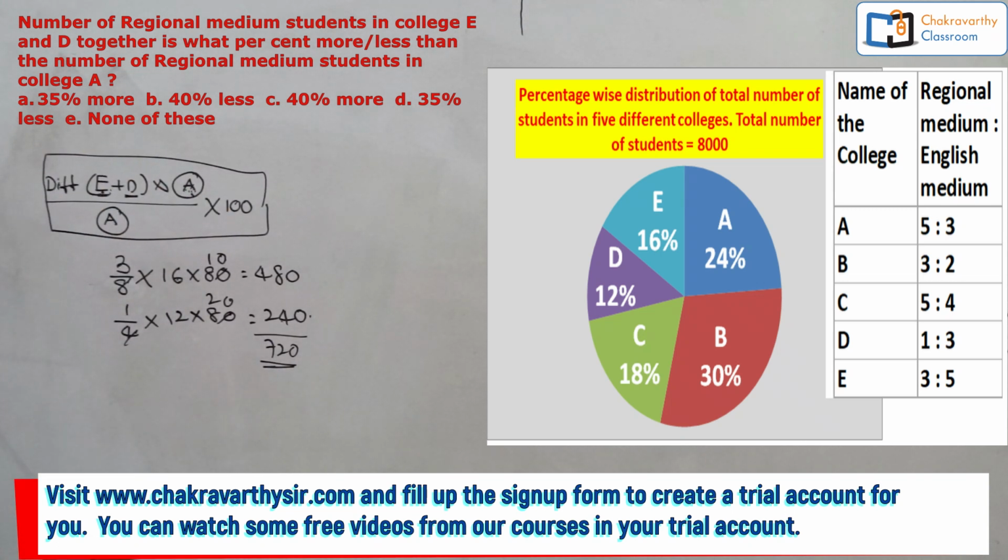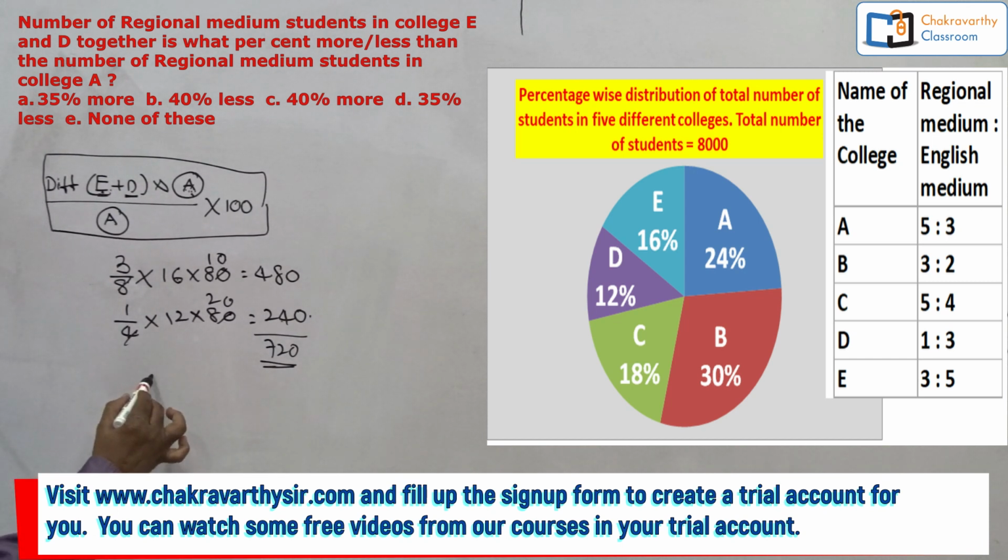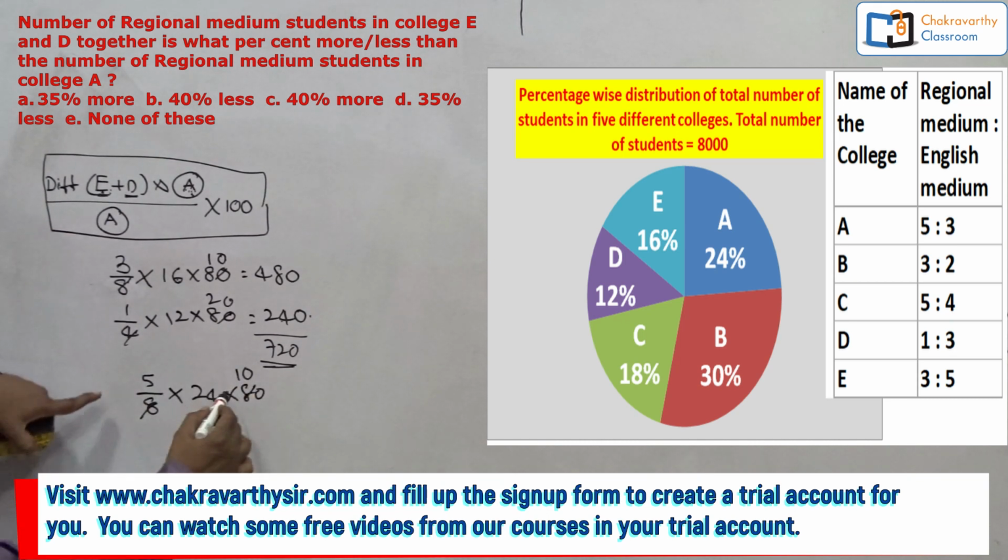So, college A is 24%. First take the ratio here, 5:3. 5:3 means that is 5/8. Regional medium to English medium 5:3. I need only regional medium, 5 parts out of 8 parts into 24% of 8,000. 24 into 80. This is 10 times. Now I need to do 24 into 5 tens, or 50 times.